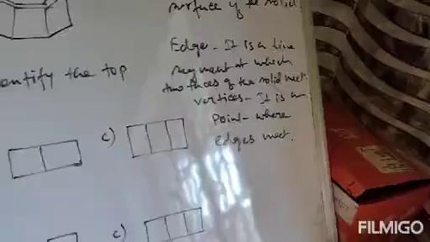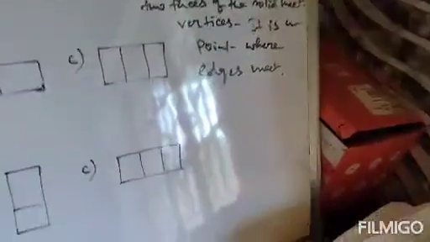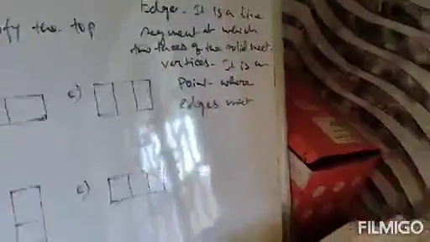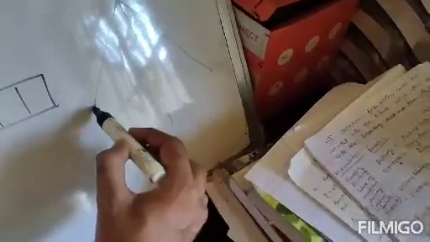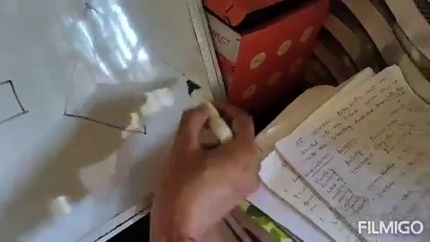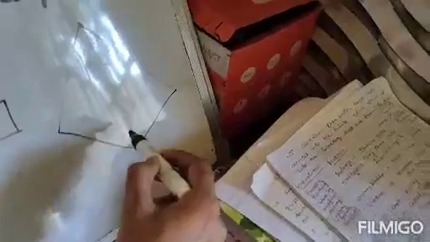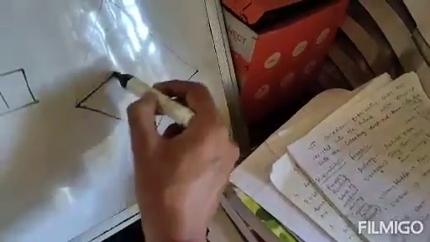So let me clear you with an example so that you can better understand what is face, what is edge and what is vertices. Suppose there is a diagram. I am drawing the diagram. Suppose that is the shape. Clear?